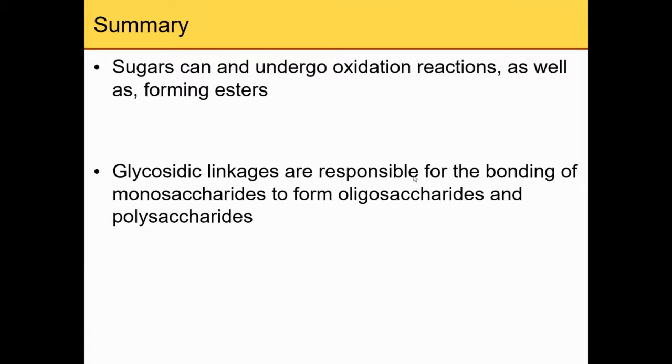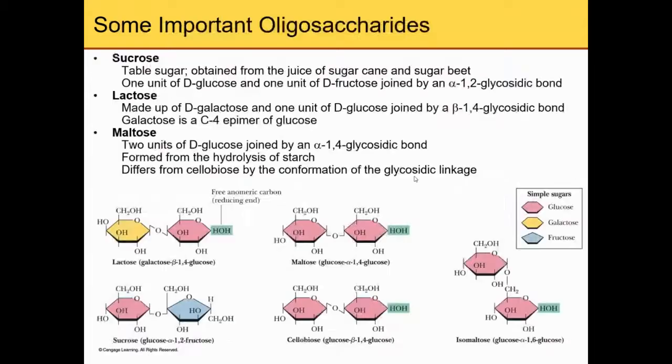And the glycosidic linkages are responsible for the bonding of monosaccharides to form oligosaccharides and polysaccharides. And these are just some important oligosaccharides. We just mentioned sucrose is glucose and fructose, alpha 1,2. Lactose is galactose and glucose. And maltose will be glucose and glucose, right? Those are three different important disaccharides.